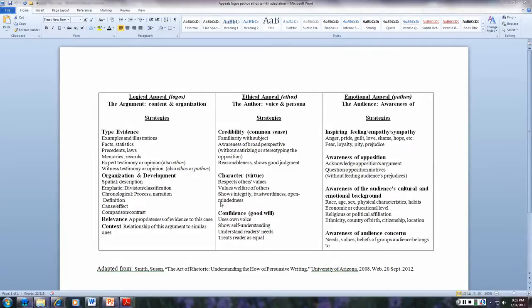But let's look here at types of evidence: examples, illustrations, facts and statistics, precedents, tradition, which sometimes is a logical fallacy, but we can also look at it and then work from it, laws, memories and records, expert testimony, witness testimony or opinion. When we talk about organization, it's the same kinds of organization that we've looked at before. We can also describe, we can define, we can compare and contrast, as with an analogy.